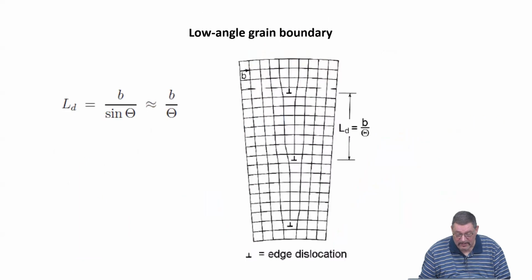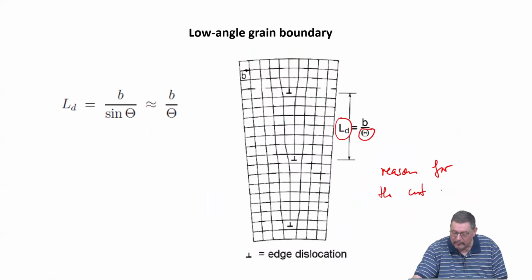Yeah, so segregation is not included. Yeah, this is what I just told. So you have this picture of a low angle boundary, and important is this correlation between misorientation angle and the distance between these, in this case, edge dislocations. And this is why we have a reason for the cutoff at about 10 to 15 degrees for dislocation-based description.